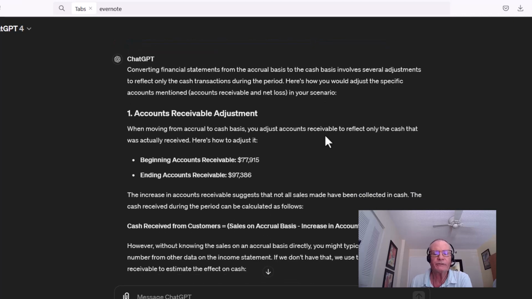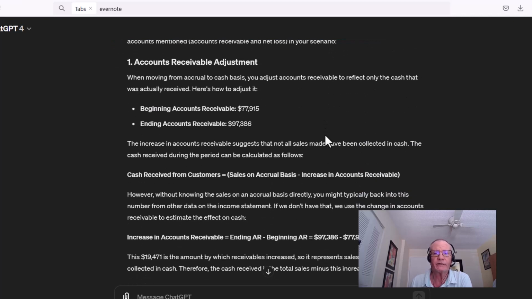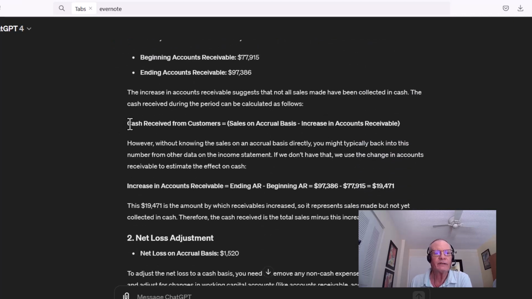And it goes into a very good explanation, actually. And here they give you the formula. The cash received from customers, in other words, the cash basis income, is equal to the accrual basis sales minus the increase in accounts receivable. And that's correct. It sounded correct to me at the time.